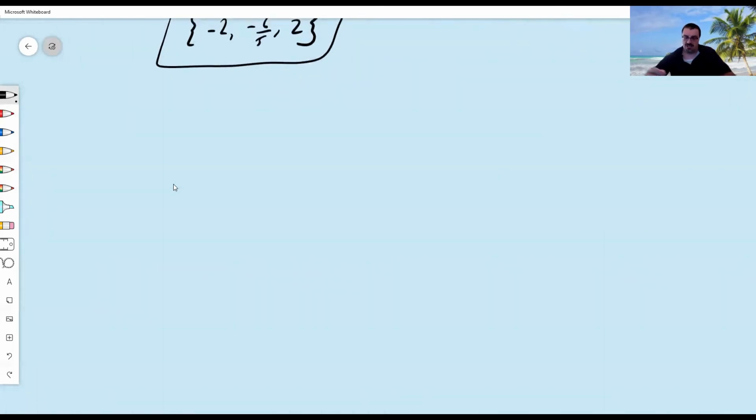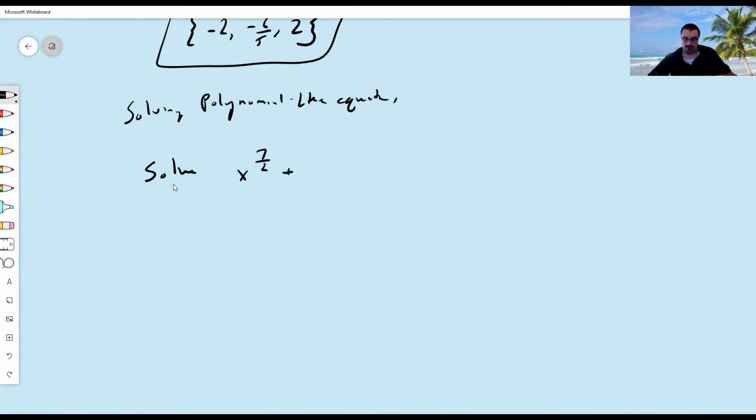The last thing I'll talk about is solving polynomial-like equations. An example would be: solve x to the 7 halves minus 5x to the 5 halves plus 6x to the 3 halves equals 0.